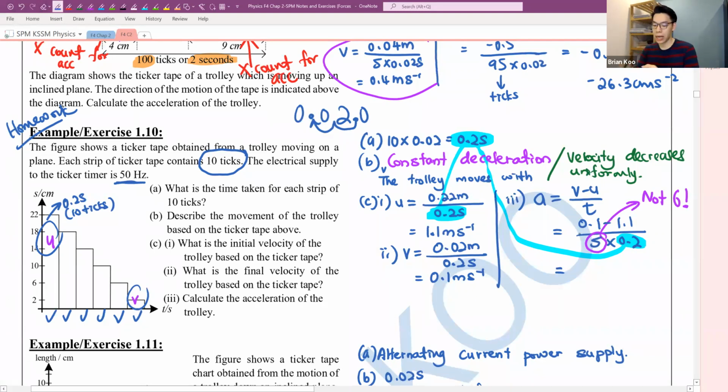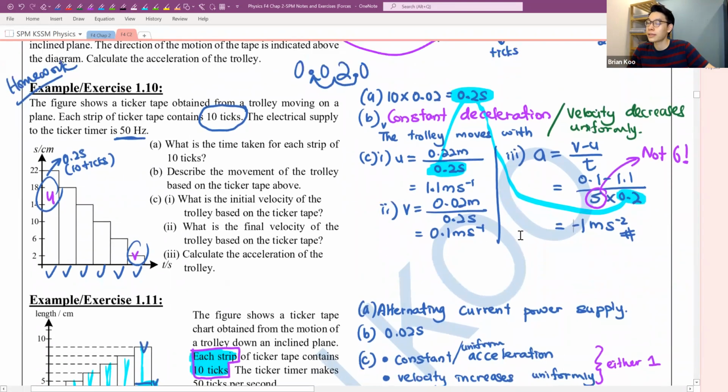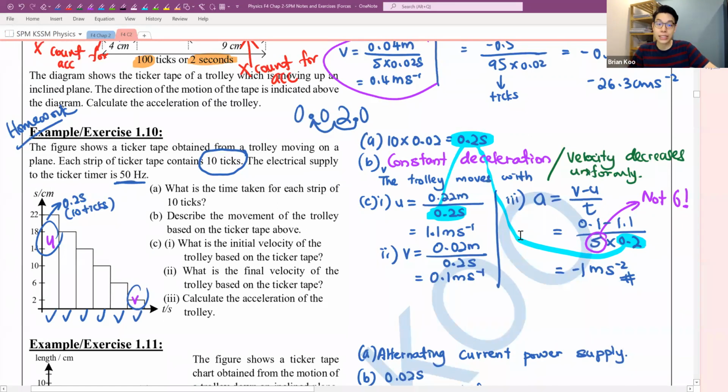And we can expect our answer to be a negative value because slow down, right? Acceleration, the positive or negative value means speed up or slow down. So -1 meter per second squared. Okay, I hope your answers same as mine. Again, I give you 30 seconds. If you need more time, let me know. Then I'll move on.